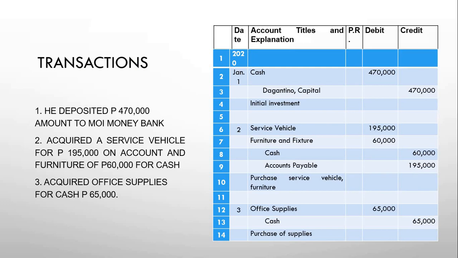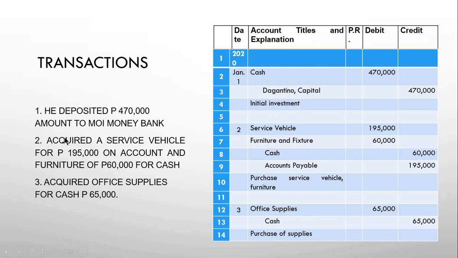Okay, transactions for January 1. He deposited 470,000 to Moy Money Bank. So technically, again, meron tayong section for the date, for the account titles and explanation, for posting reference, the debit, and the credit. Okay? So on January 1, ayan, there is a deposit for initial investment. So technically, that's a debit to cash and a credit to Dagantino Capital. Ayan. For 470,000, an initial investment.